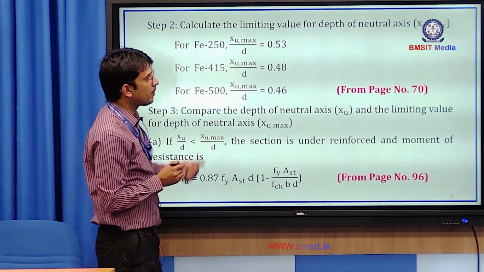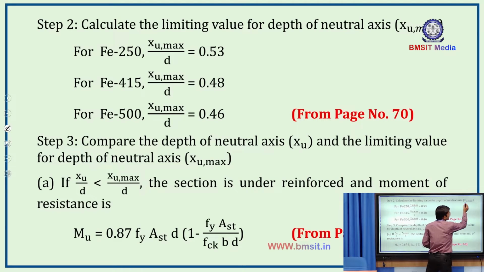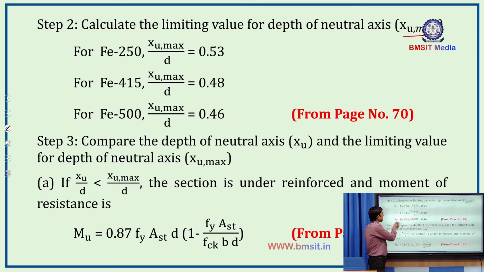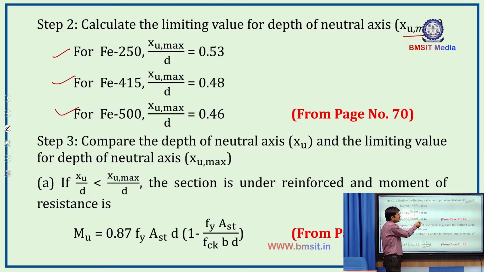So that is the xu max. We are using the word xu max here. This value depends on the grade of the steel. As I told you, we have three types of steel: Fe 250, Fe 415 and Fe 500. For these we have the value of xu max by d as 0.53, 0.48, 0.46 respectively. Again, these values are available at page number 70 of the IS 456.